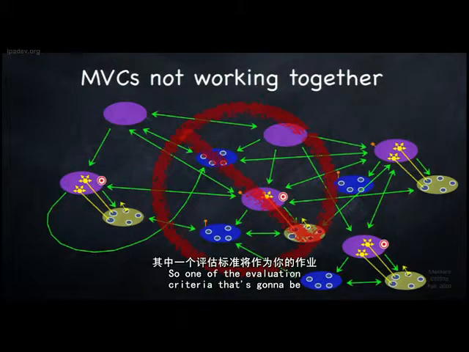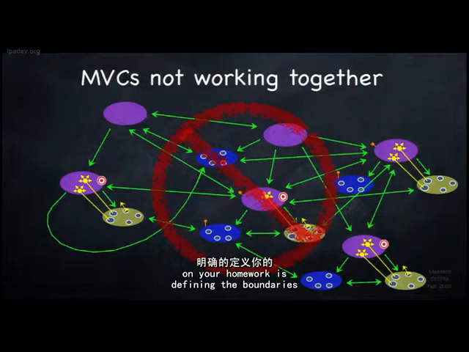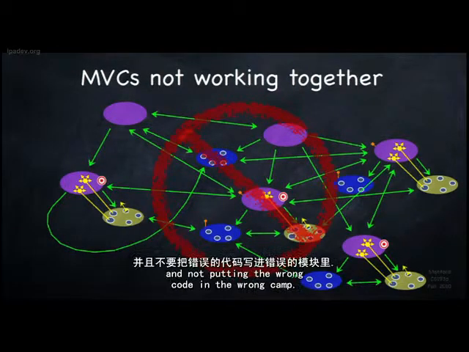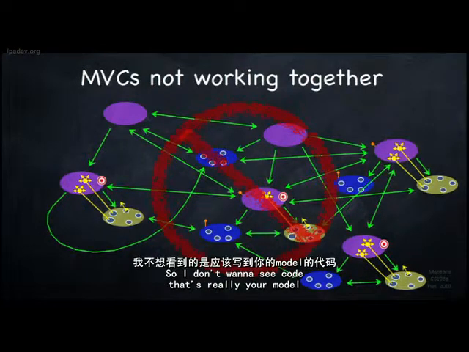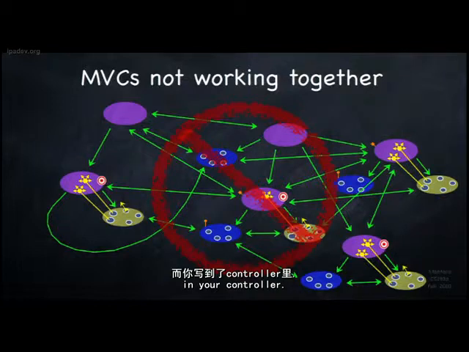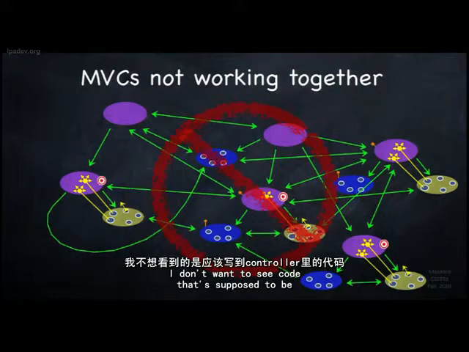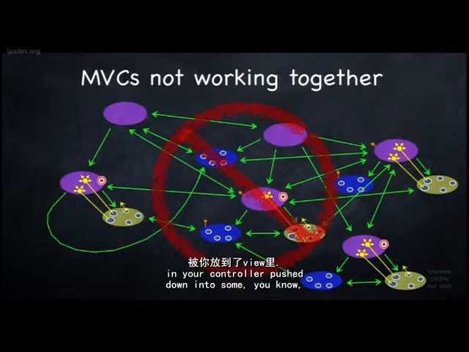So one of the evaluation criteria on your homework is defining the boundaries of your objects very clearly and not putting the wrong code in the wrong camp. I don't want to see code that's really your model in your controller. I don't want to see code that's supposed to be in your controller pushed down into some view, which has weird semantics.